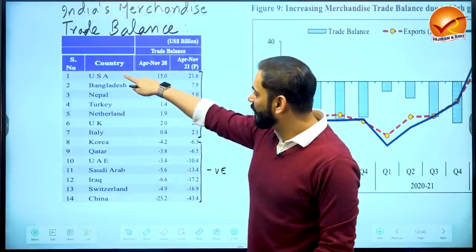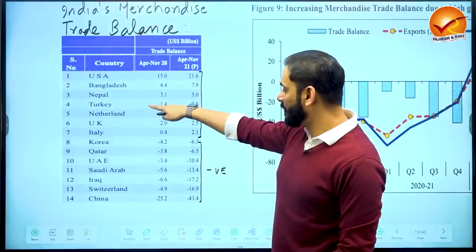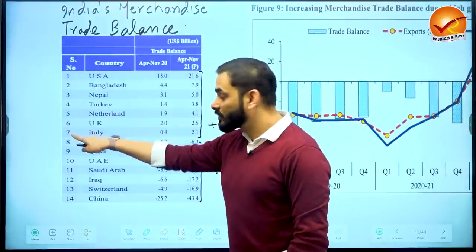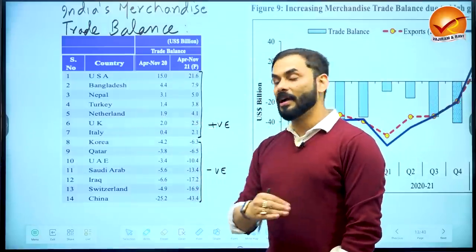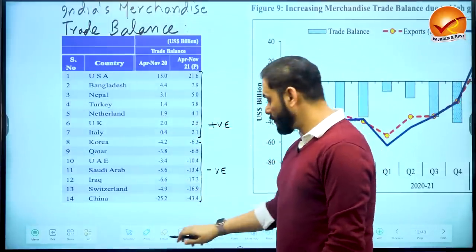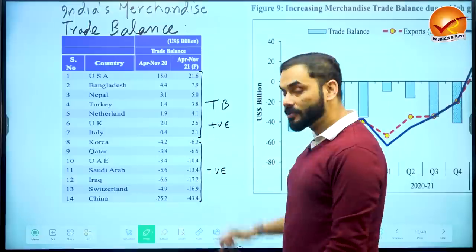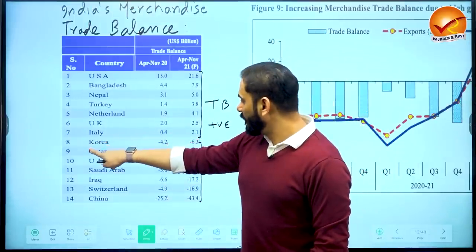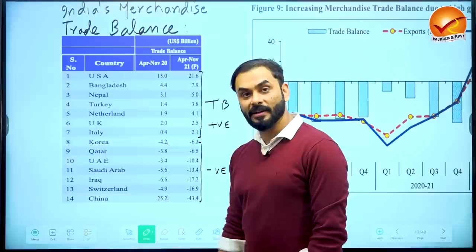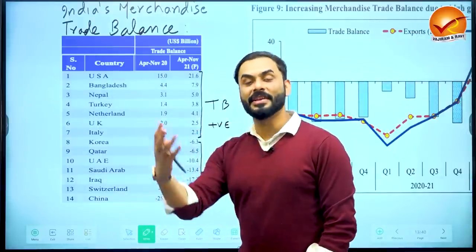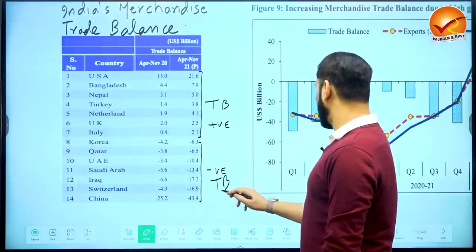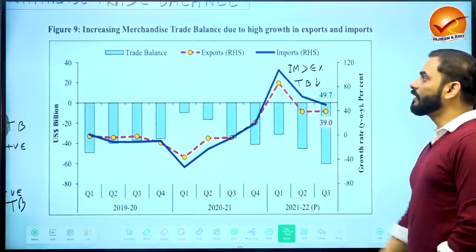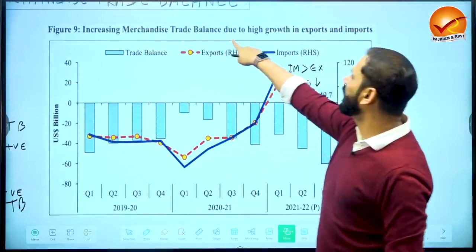So similarly, we have positive trade balance with USA, Bangladesh, Nepal, Turkey, Netherlands, UK, Italy. So to these countries, 1 to 7, we sell more and we buy less. So we have a positive trade balance. And to all these other countries, you see it's negative, which means starting from number 8, Korea till China, we buy more, we sell less. Hence, negative trade balance.